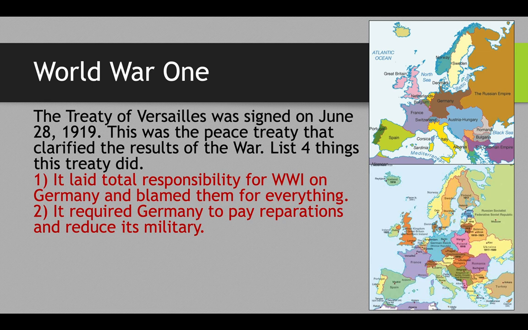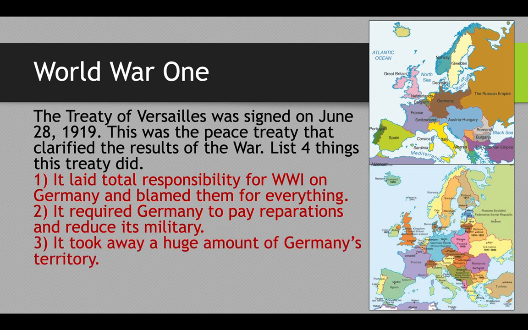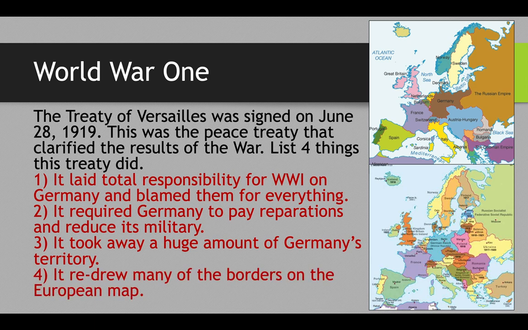It required Germany to pay reparations to the Allies, basically as a financial apology for all they did during the war. They had to reduce their military. It took away a huge amount of Germany's territory. Specifically, it took away all 4 of their African colonies and gave them to Britain and France. And it also redrew many of the borders on the European map.